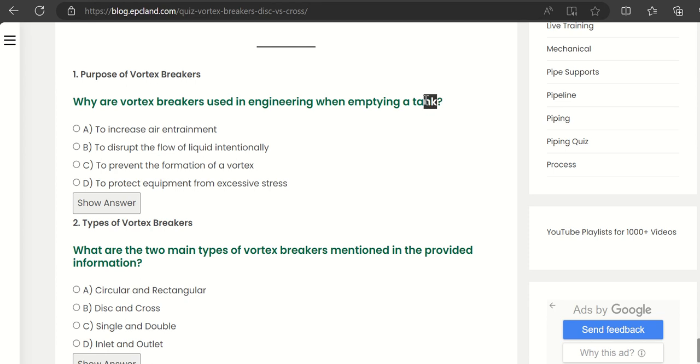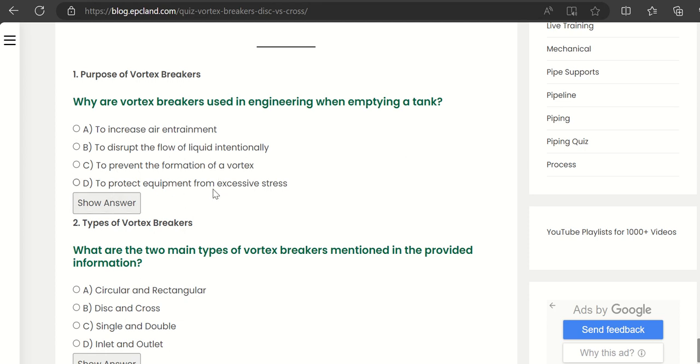As we talked about this in the last video also in detail, now we are saying why we are using these vortex breakers. First option is to increase air entrapment. Do we want to increase air entrapment in the downstream items? No. To disrupt the flow of liquid intentionally? We don't want to disrupt anything, right? To prevent the formation of vortex, yes, this can be answered.